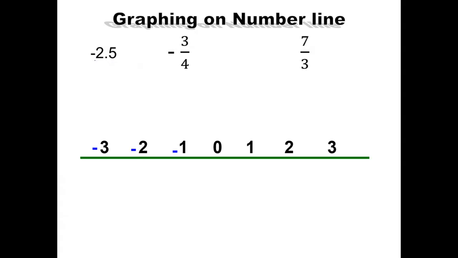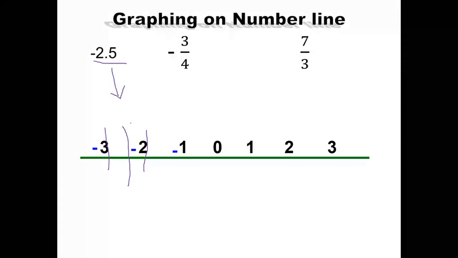So the first number is negative 2.5, which is a decimal. So this number will go right there in between. It's basically half of here. So if I make a half line right there, this represents negative 2.5.